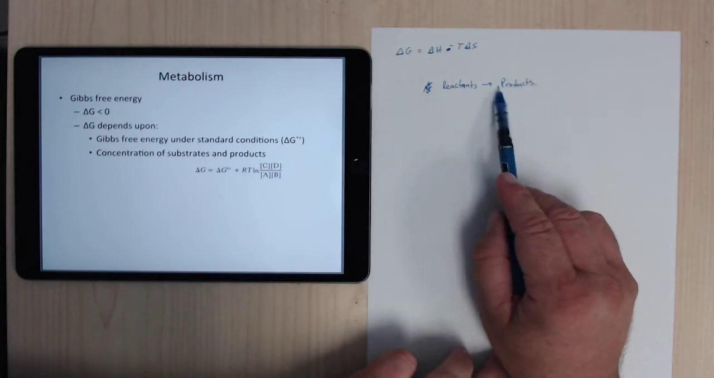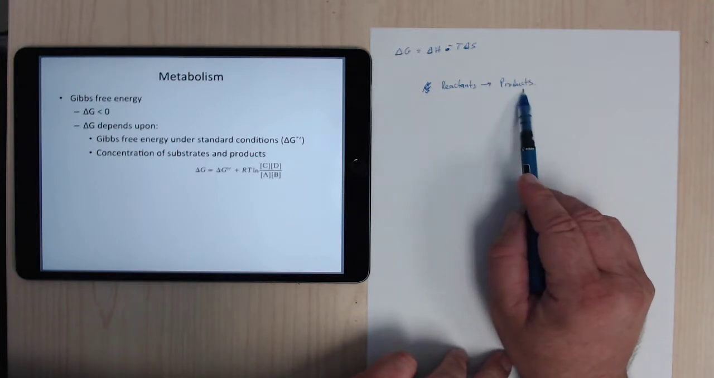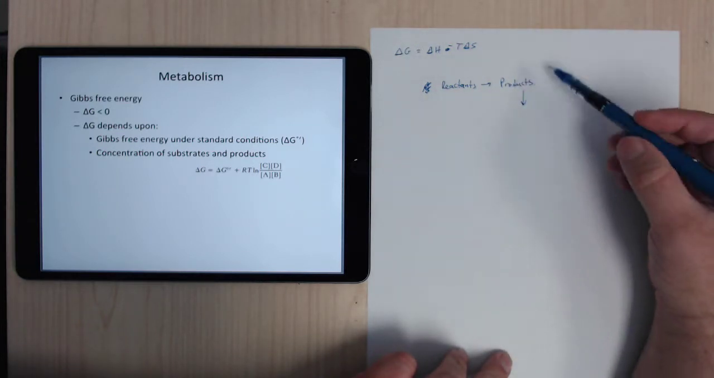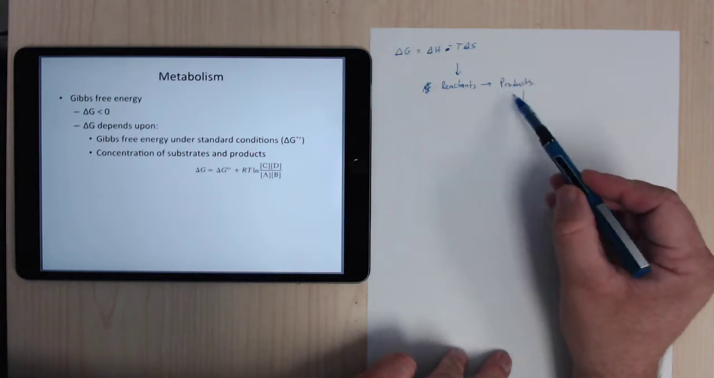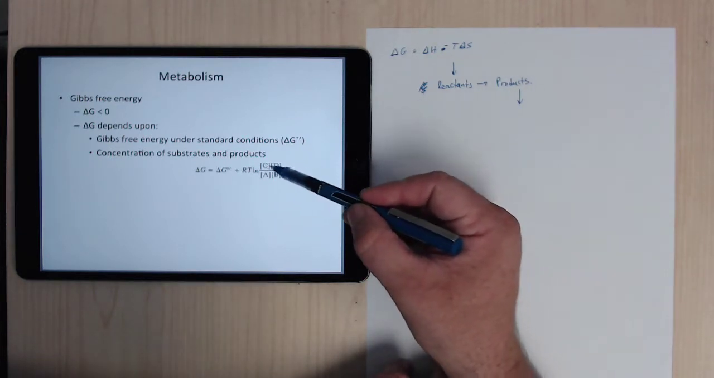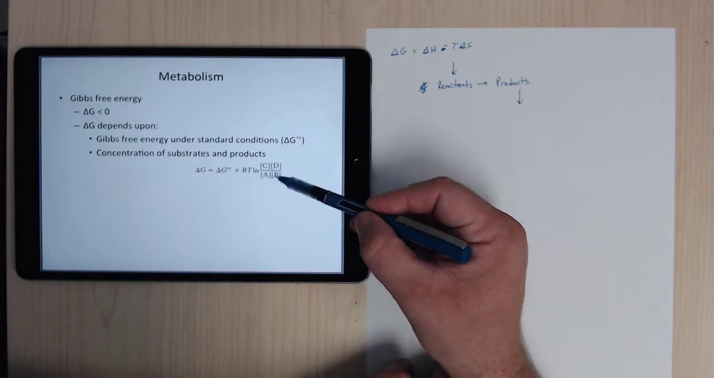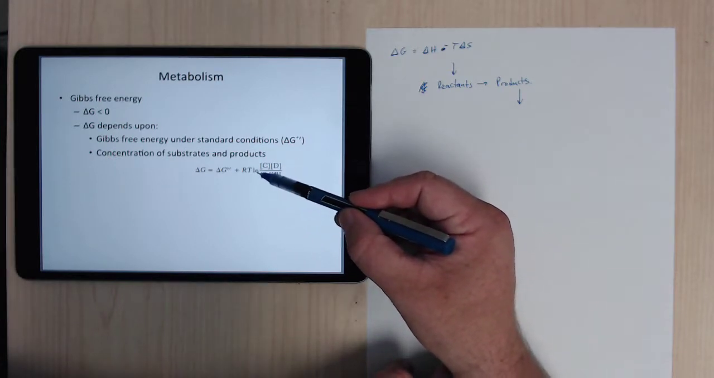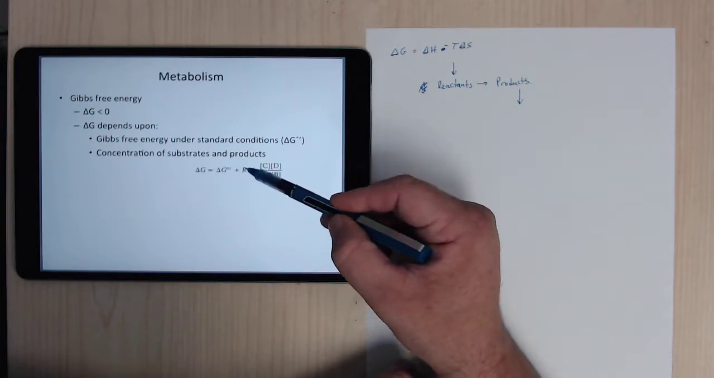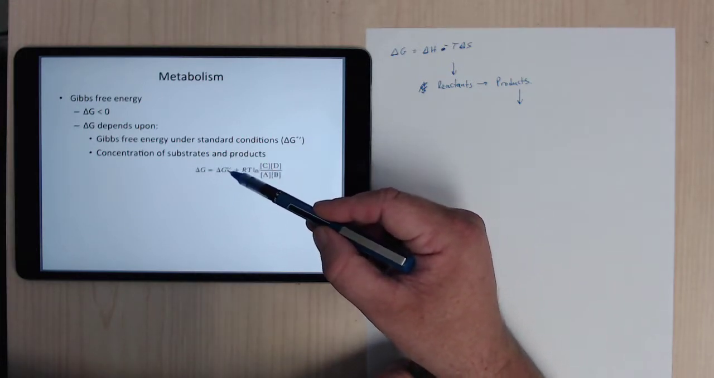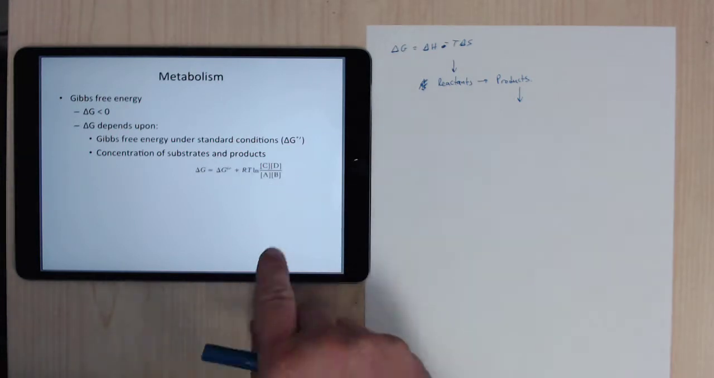The other thing you can do is siphon away product. So you can decrease this concentration. If you decrease this concentration, you're making this part smaller. When you take the natural log of it, it makes this whole thing more negative and can help compensate for a bad standard delta G. Okay.